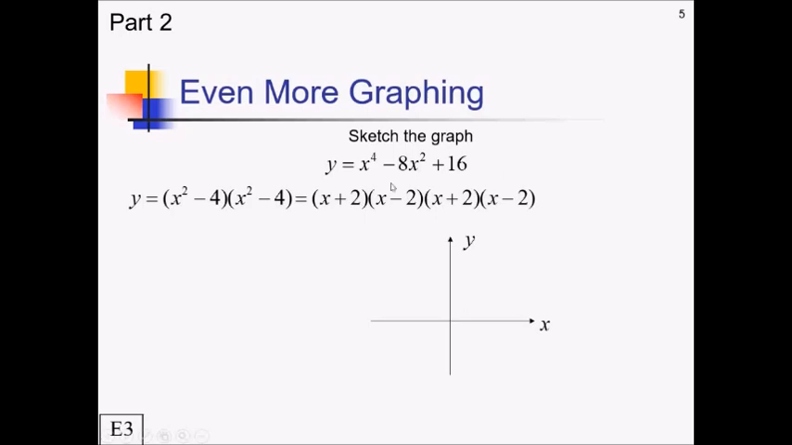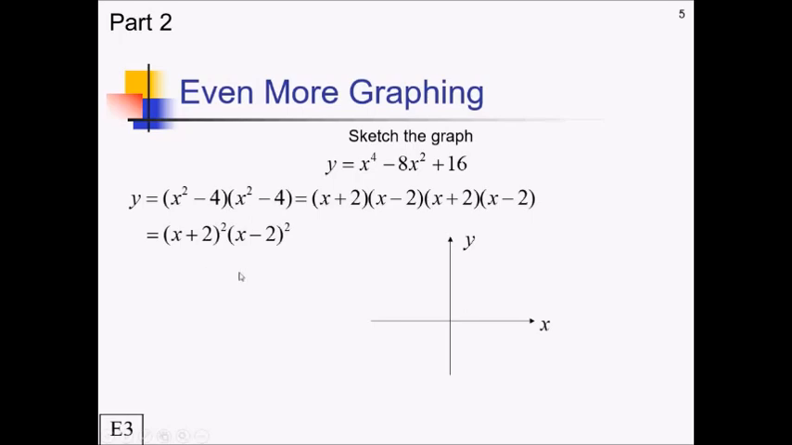Now, putting this back together, this one's a little bit tricky because you have to be looking for this. But notice we have 2 of these x plus 2's. So we could actually write x plus 2 squared. And we have 2 of these x minus 2's. So we could also write x minus 2 squared, which is important because a squared factor is going to behave differently when you get to the 0 than a single power factor is.